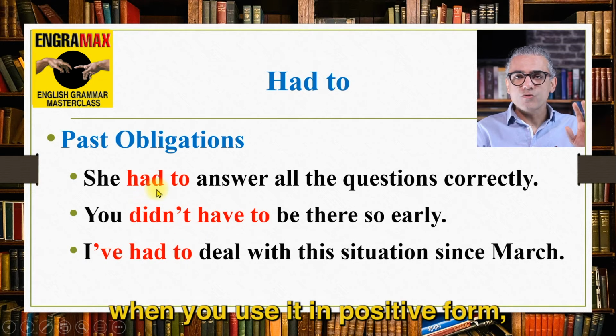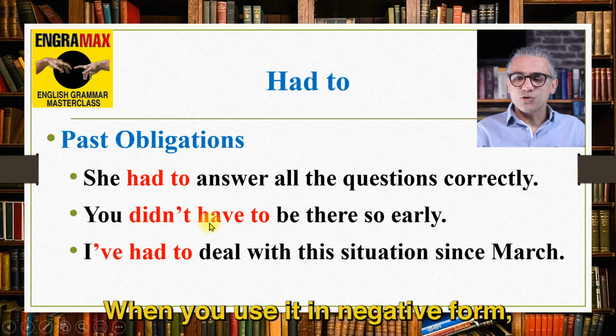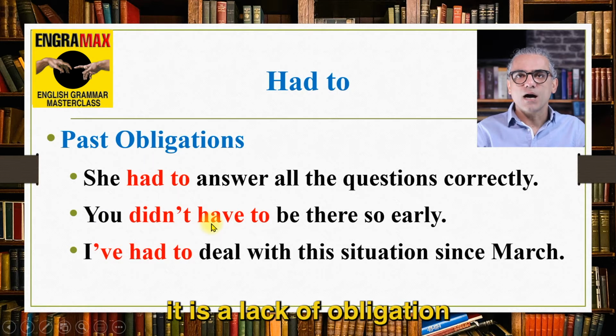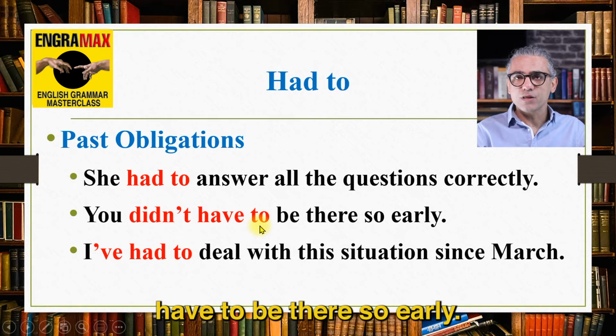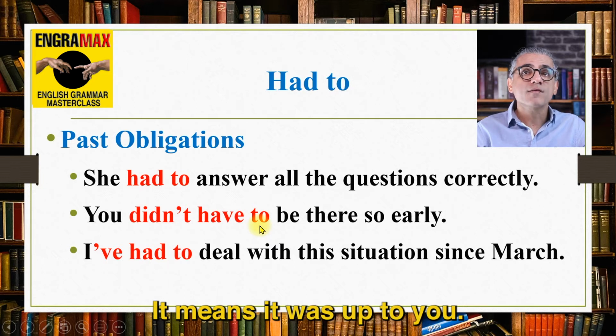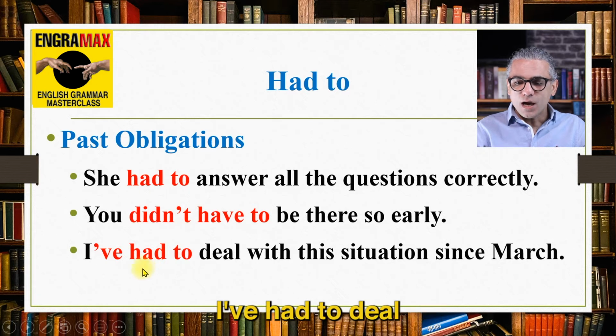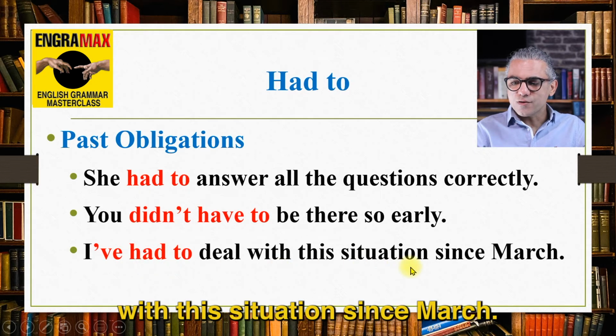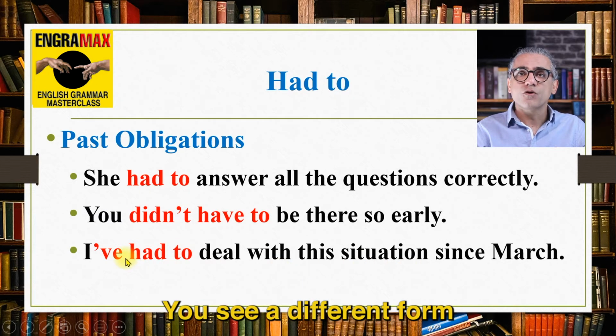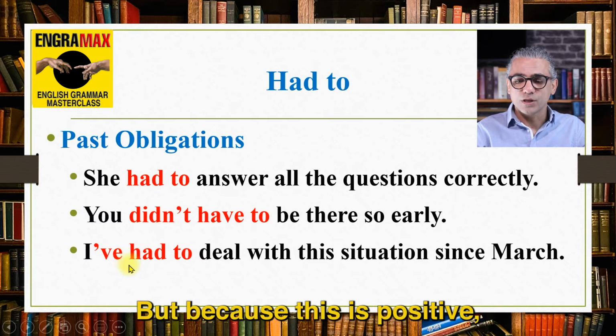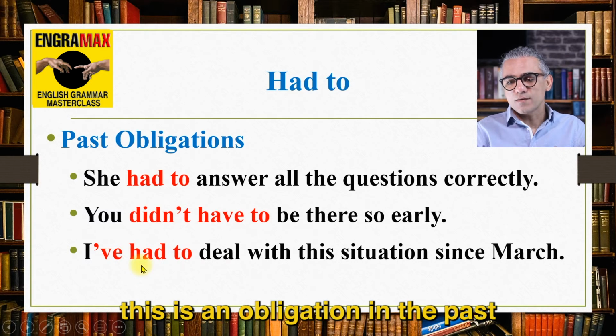When you use it in positive form, it is obligation. When you use it in negative form, it is a lack of obligation. When you say you didn't have to be there so early, it means it was up to you. So pay attention to the distinction between this and this. I've had to deal with this situation since March. You see a different form in present perfect form. But because this is positive, this is an obligation in the past.